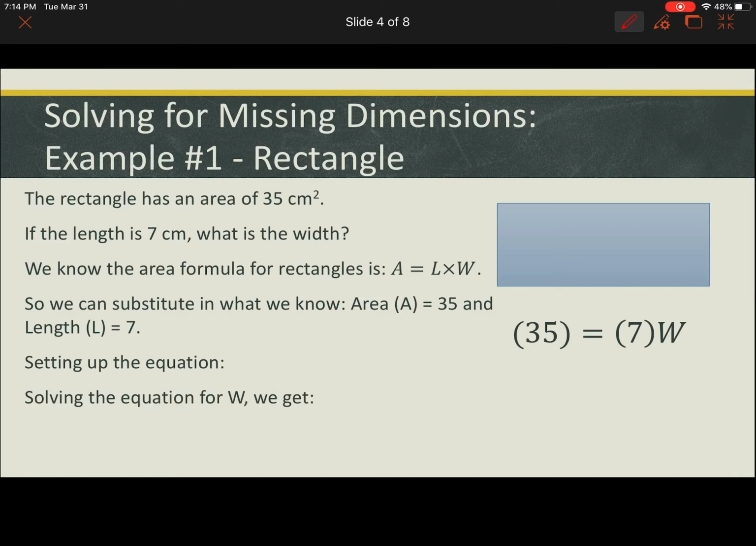So now solving the equation for W, we would divide both sides by 7. These cancel out. 35 divided by 7, we have the width equals 5 centimeters.